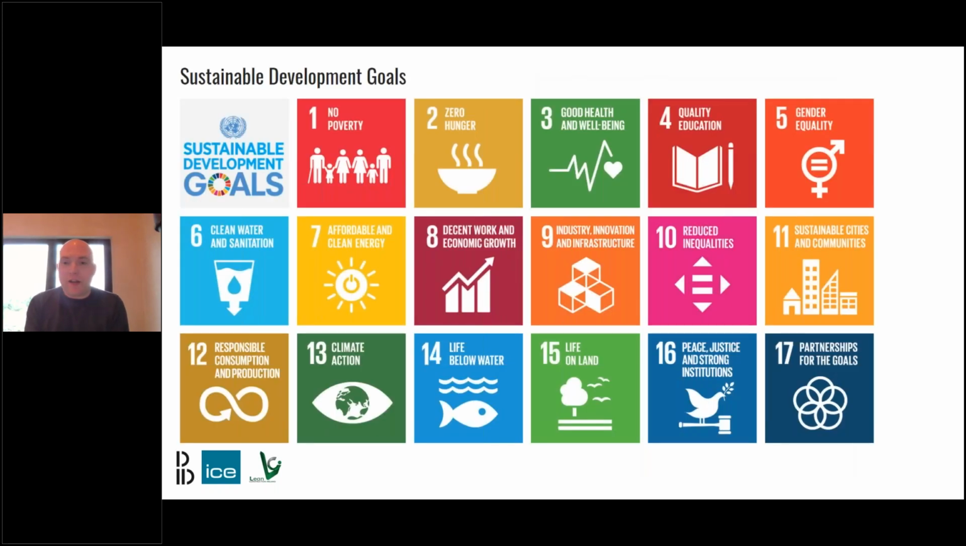They're basically broken down into 17 separate goals, and really they all align themselves with achieving goal number 1, which is to get to a point where we've got no poverty throughout the world. And there are lots of different goals and lots of different ways that we're working through to get there.